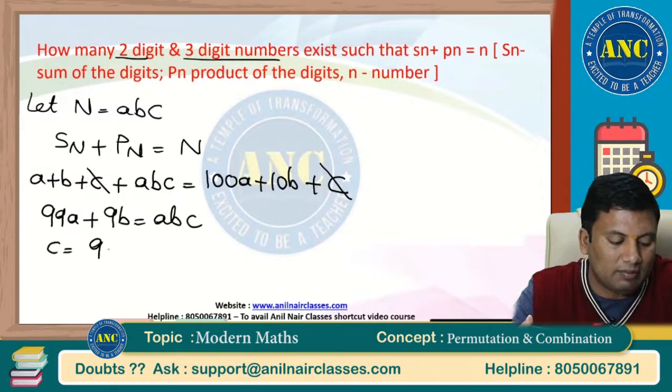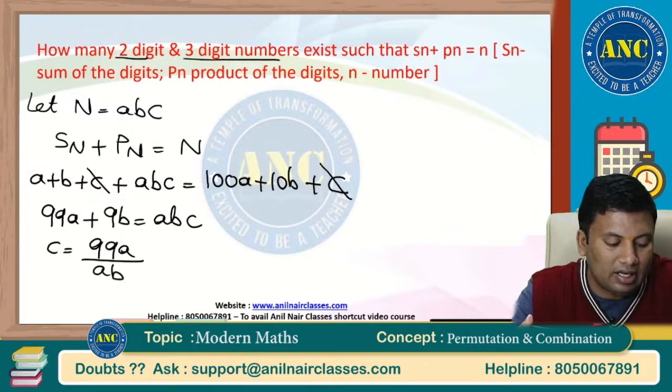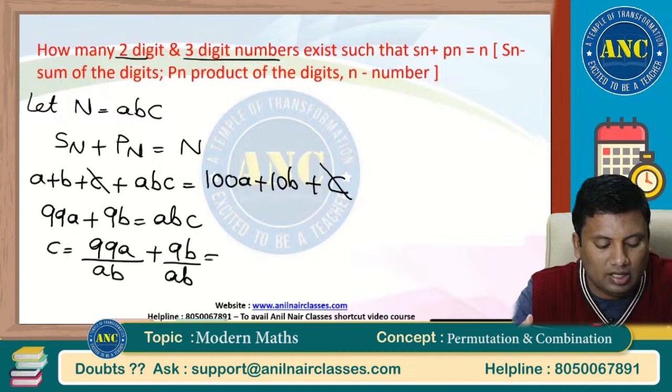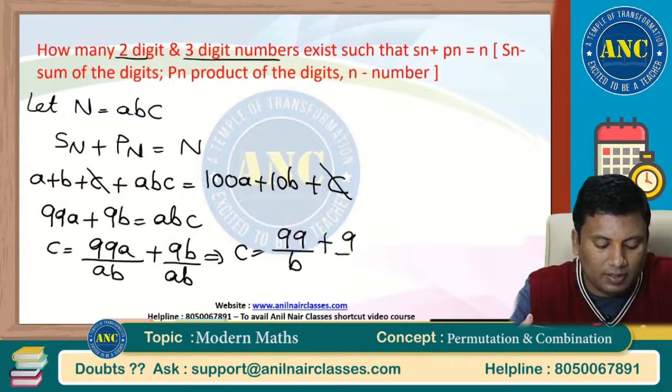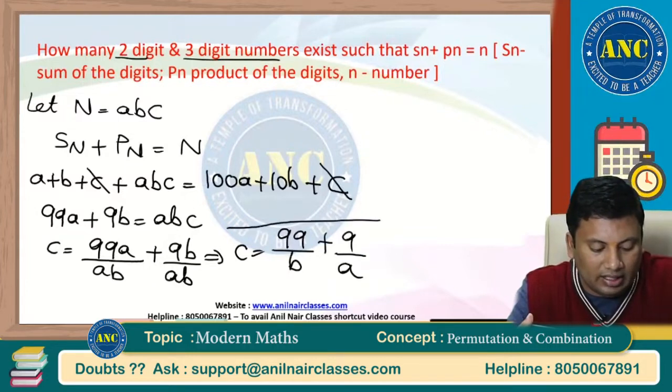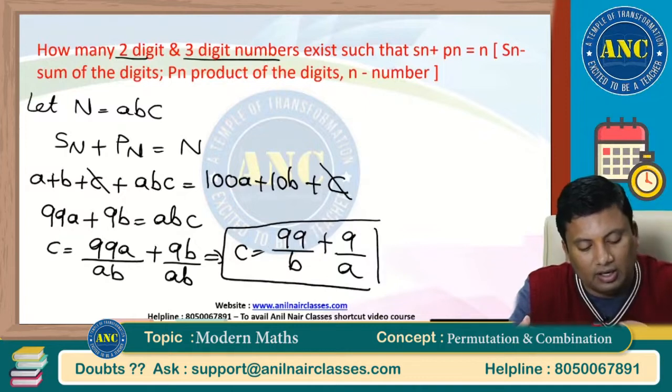C is nothing but, I am dividing by AB. 99A by AB, 9B by AB. This is nothing but 99 by B plus 9 by A. Why am I writing like this? Because it results in a conclusion.